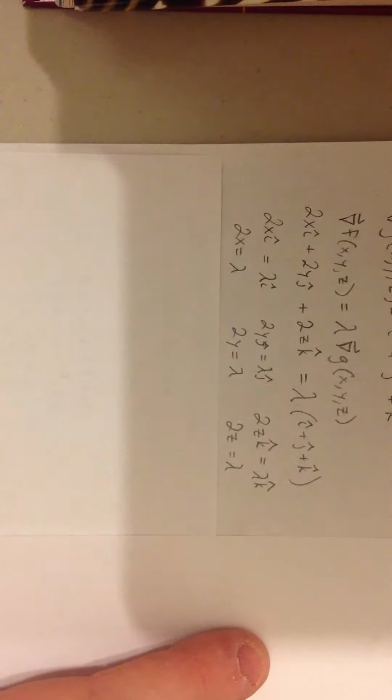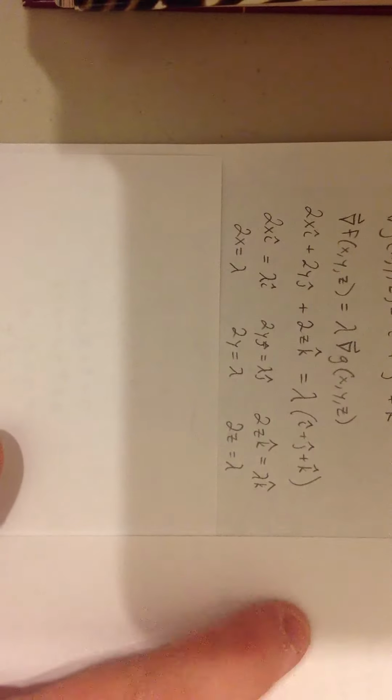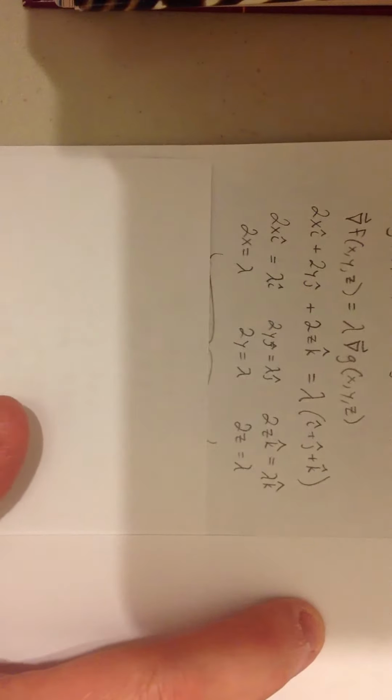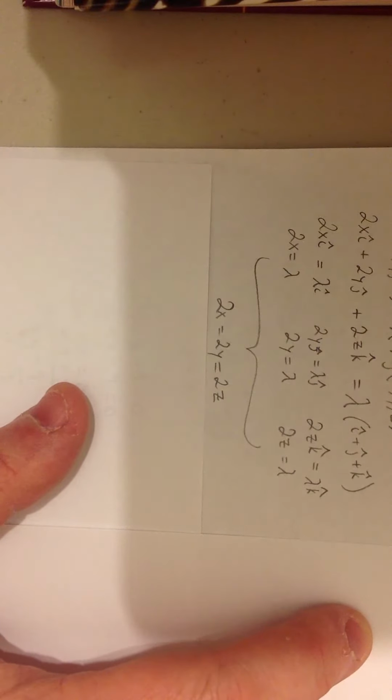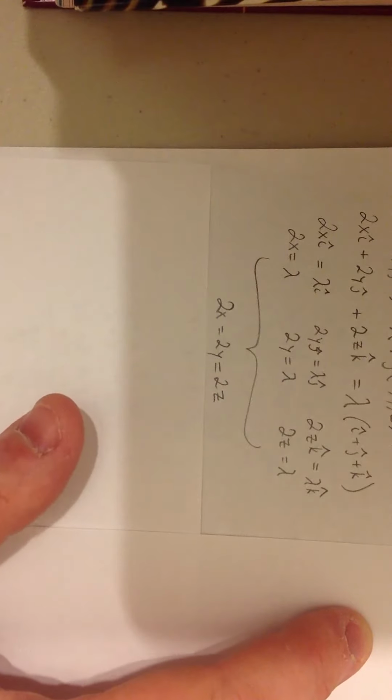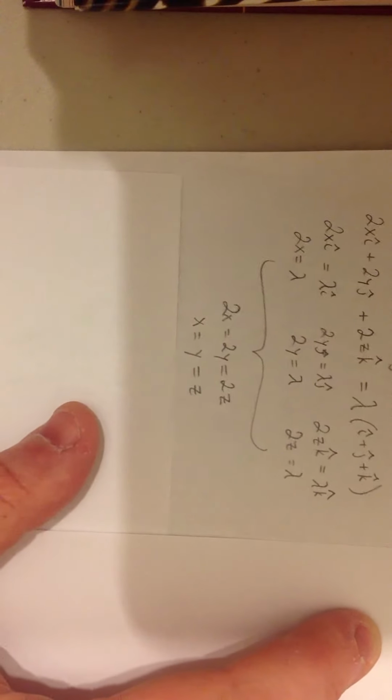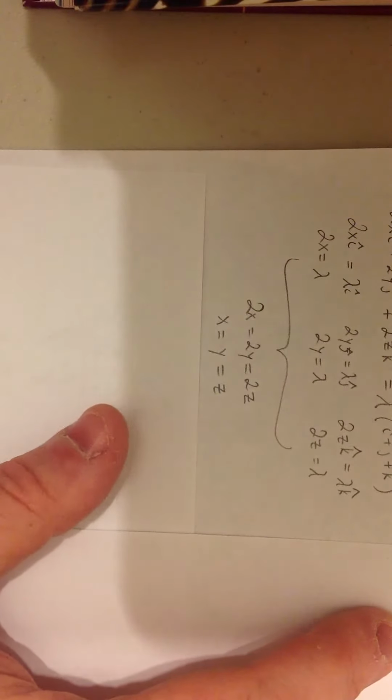So that gives us 2x equals lambda, 2y equals lambda, and 2z equals lambda. Typically, at this point, we're supposed to solve one of these for lambda, but clearly, all 3 of them are equal to lambda. So we can say, since each one of those is an expression equaling lambda, we can set 2x, 2y, and 2z equal to each other. And we can divide out the 2 and find out that x equals y equals z.